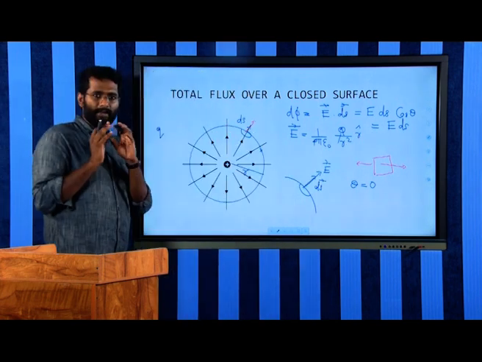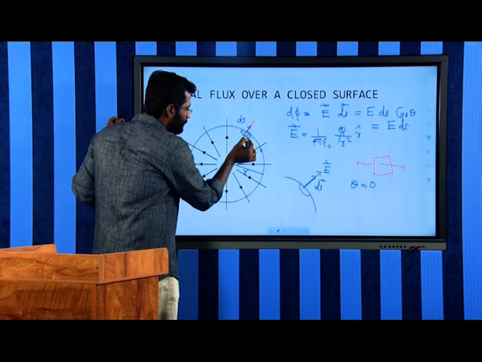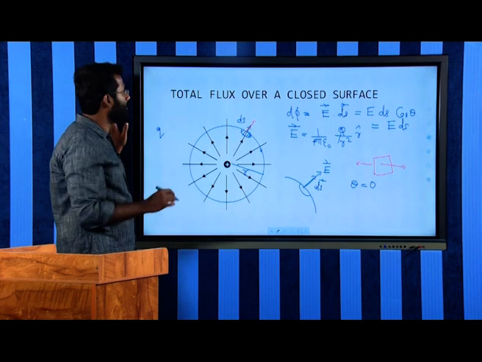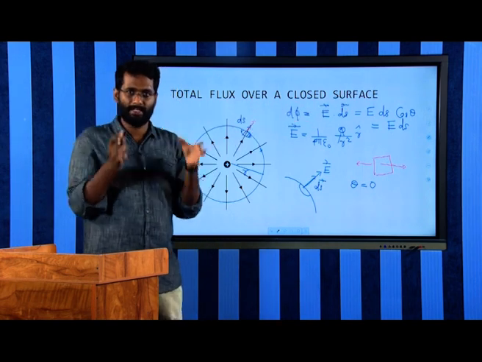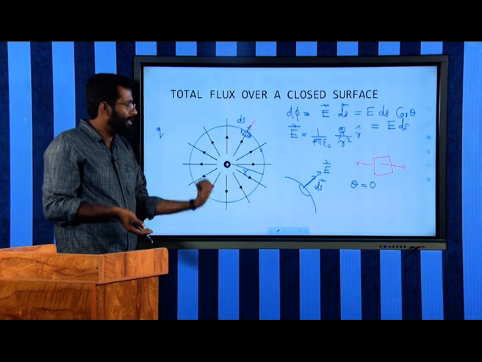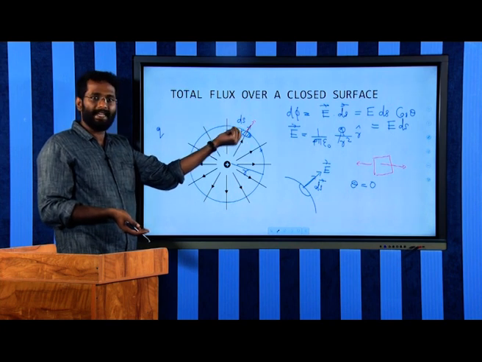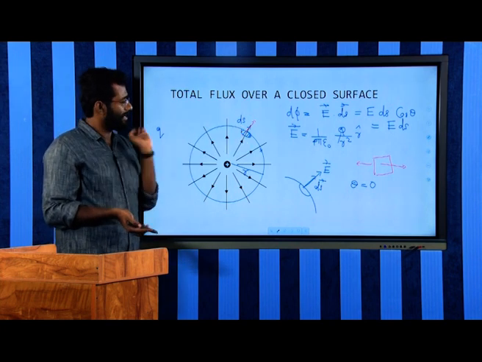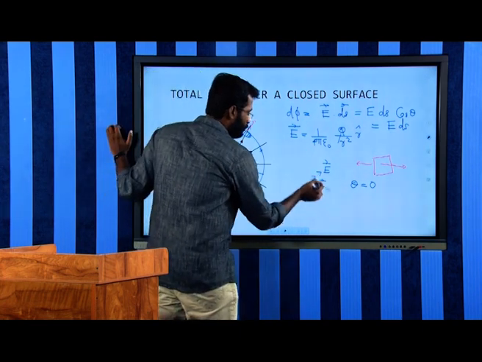So now we got the flux through this small area, only through this small area, not through the whole surface. What we have to calculate is the total flux over a closed surface. Our closed surface is a sphere, so we have to calculate the flux over this total surface. We have only calculated over an elemental area of area ds. So let us calculate that.